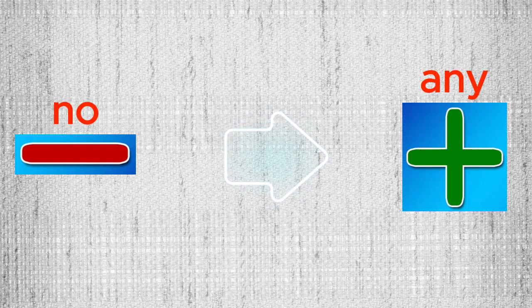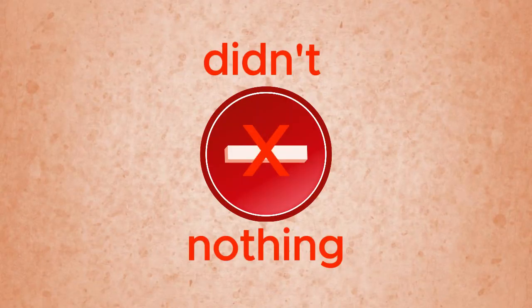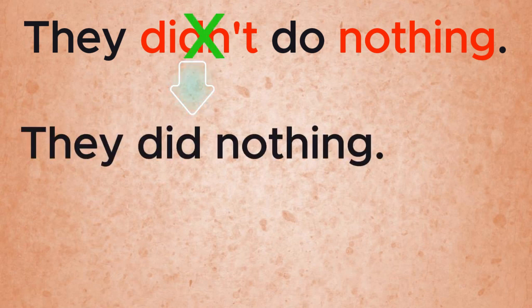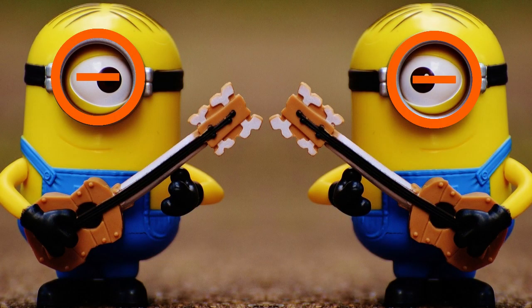How do we correct double negatives? If you find yourself using a double negative, you can correct it by replacing one of the negative words with the positive equivalent. For example, change I cannot get no satisfaction to I cannot get any satisfaction. Or drop one of the negative elements. For example, they didn't do nothing becomes they did nothing, or they didn't do anything. And why double negatives matter?